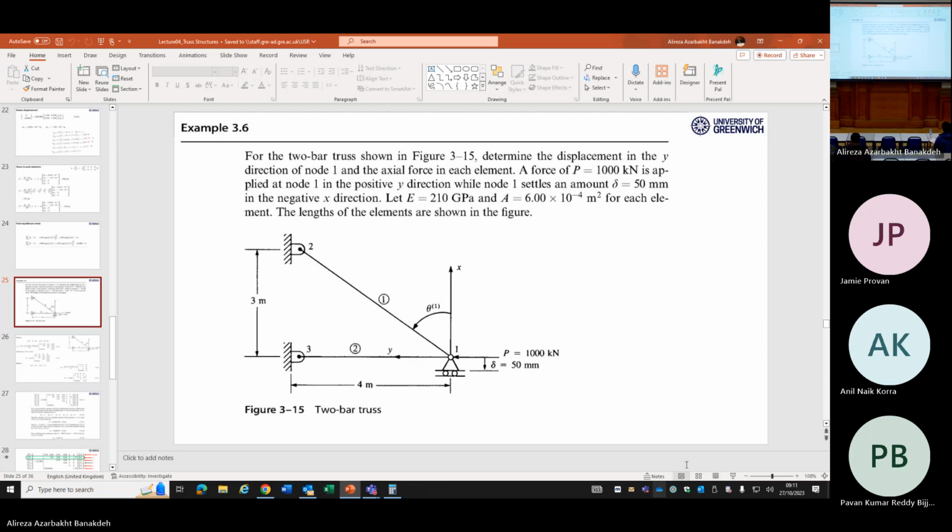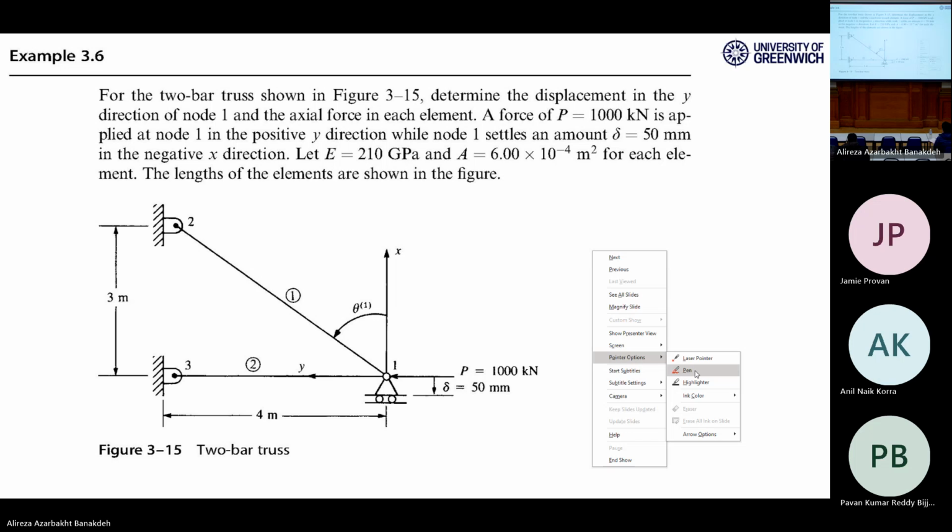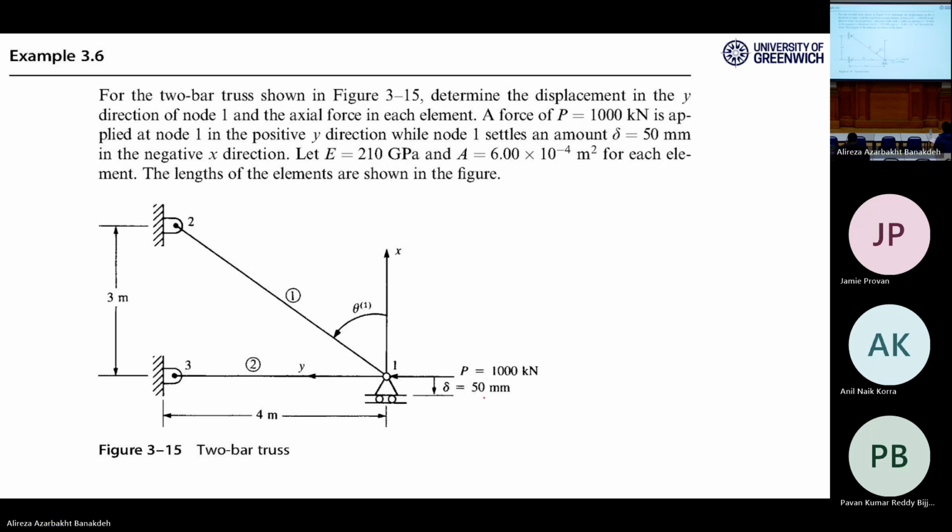So for this one, the difference is this truss structure has an external load like this one, and it has a kind of support settlement, right? You have seen this, but we do another practice to see how we cope with support settlement.